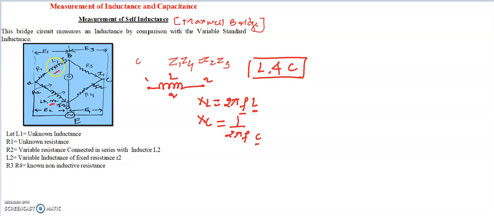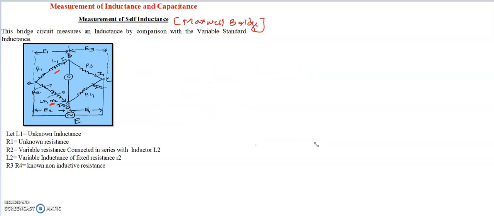Find the value of R1 and L1 by using this equation Z1 Z4 equals Z2 into Z3. Okay, so before finding the value of R1 and L1, we'll write the values for Z1, Z4, Z2 and Z3 first. Then we'll find the values of resistance R1 and the unknown inductance L1. Okay. So when the bridge is balanced, Z1 Z4 equals Z2 into Z3. Okay. Right. So Z1 is given by the impedance of the first arm.